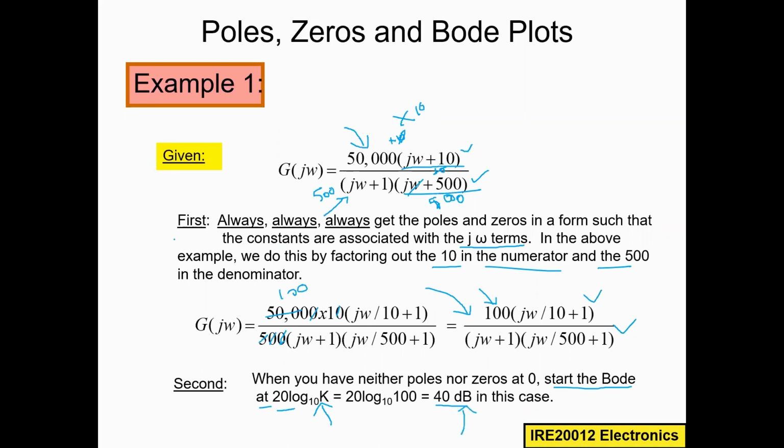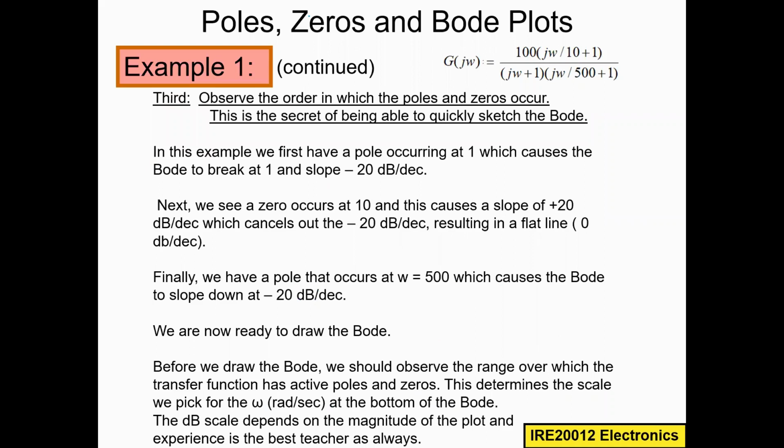So first, you are simplifying this equation. And then second, you have to find out the starting point of the graph. And now third is to observe the order in which the poles and zeros occur. This is the secret of being able to quickly sketch the Bode plot. In this example, we first have a pole occurring at 1, which causes the Bode plot to break at 1 and slope minus 20 dB per decade.